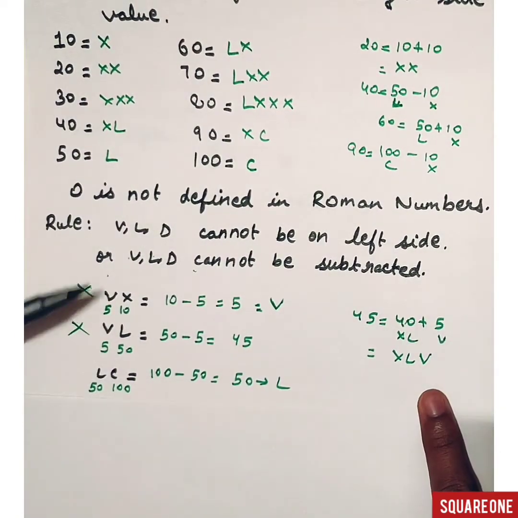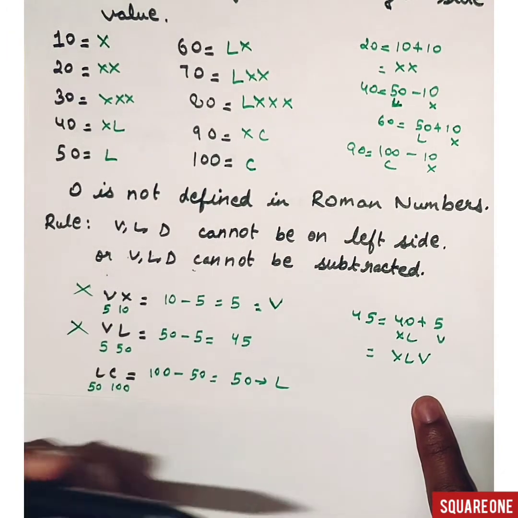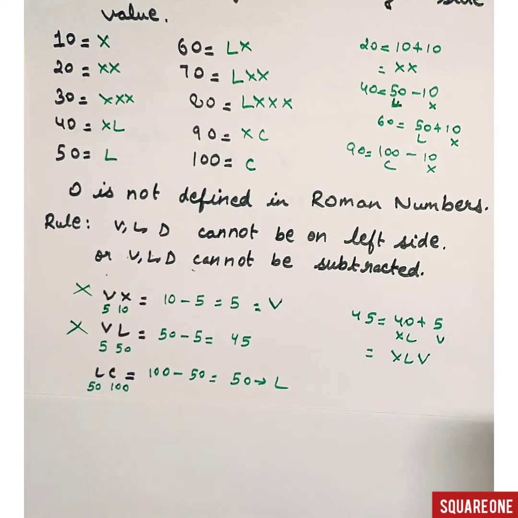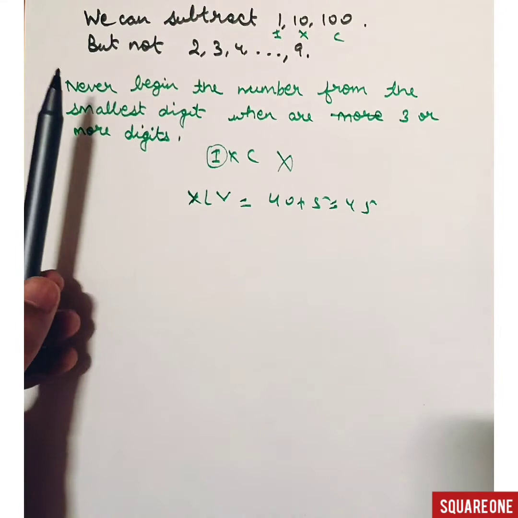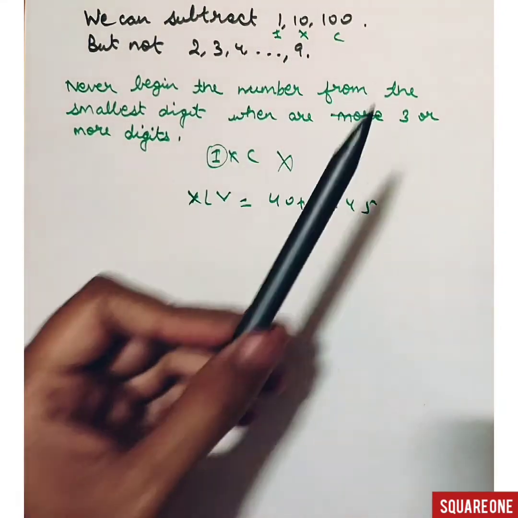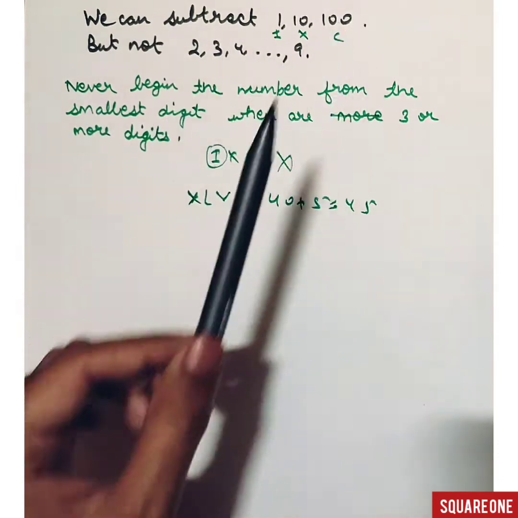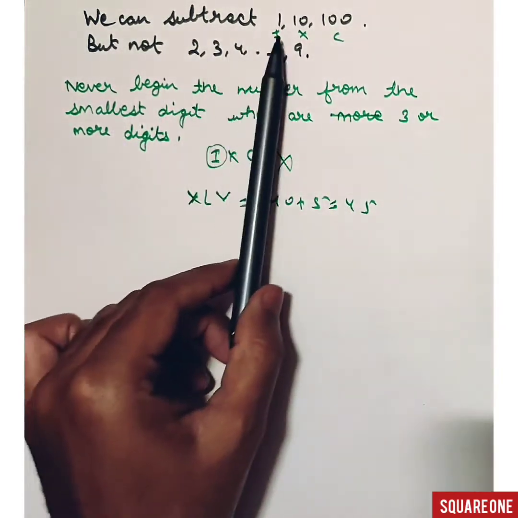The other rule says that V, L, D cannot be subtracted. So we cannot write V, L and D on the left hand side of any number. Okay, they cannot be subtracted. They cannot be written on the left hand side of any digit. And we also saw that we can subtract 1, 10 and 100, but we cannot subtract numbers like 2, 3, 4 or up to 9. Okay, we cannot subtract 20, 30, 40, and we cannot subtract numbers like 200, 300, 400. We can only subtract these numbers.